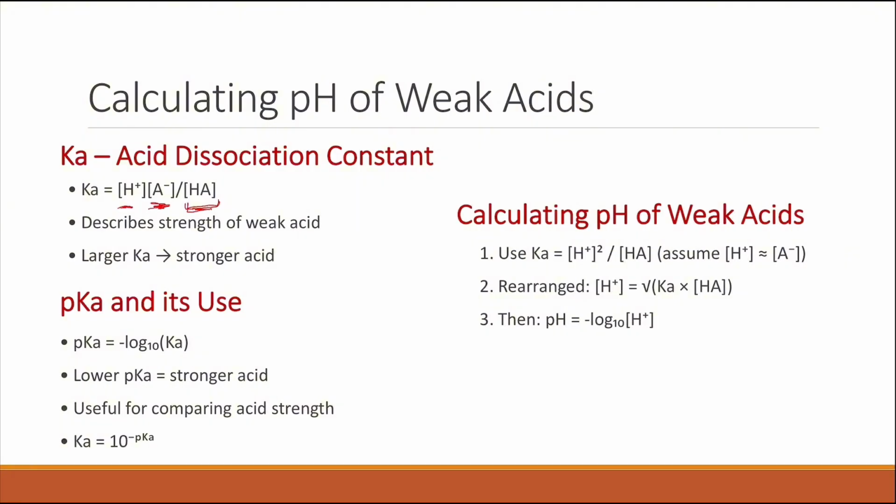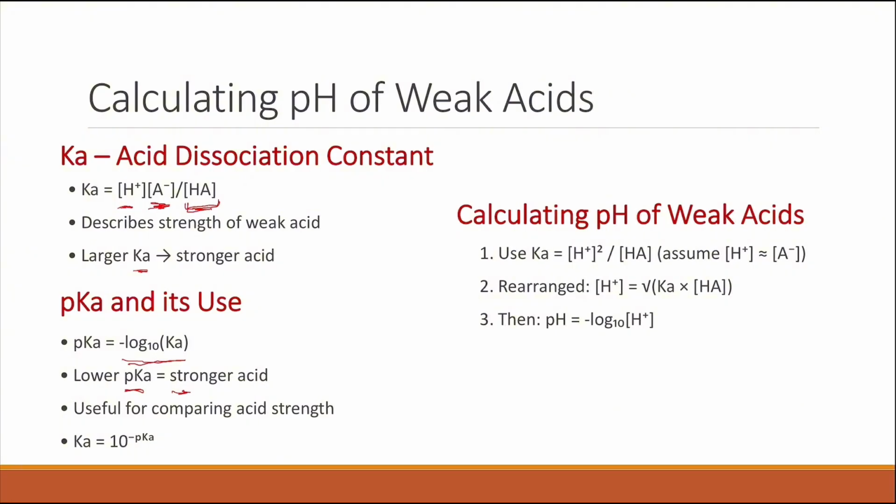So normally, if the Ka is a larger value, that means we have a higher hydrogen ion concentration, which means that the acid is a stronger acid. So the pKa and its uses: we can calculate the pKa in the same way as the pH, which is minus log 10 of the Ka. The lower the value of the pKa means the acid is stronger, and it's useful for comparison between different acids and their strengths.